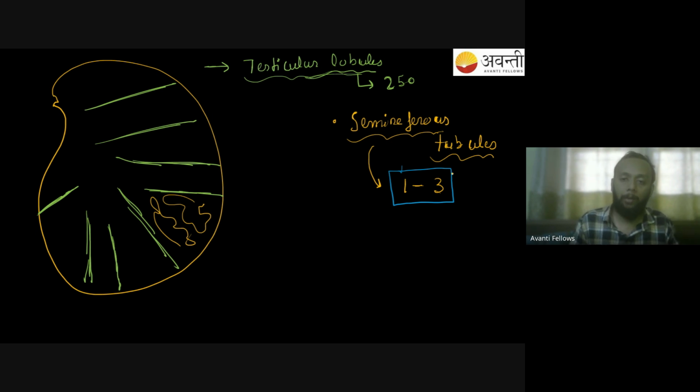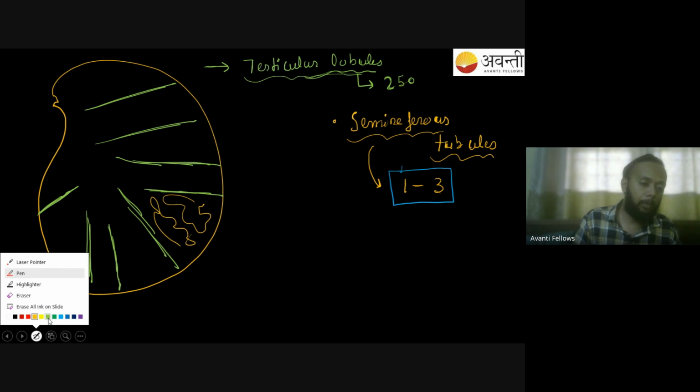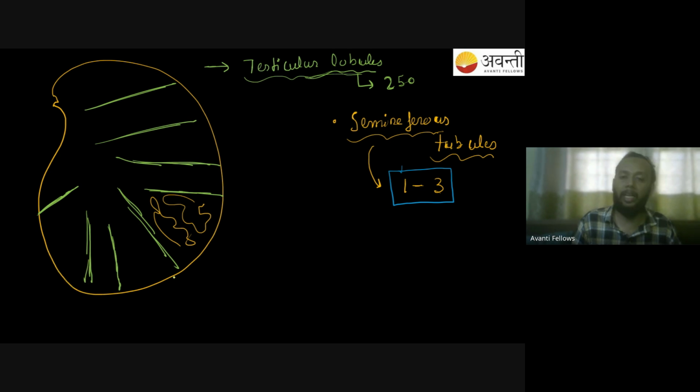So the seminiferous tubule that is in front of you here, when you observe inside them, what do you find inside them? What do you actually see inside them? So now let's try to see that. When you observe the seminiferous tubule in detail, what do you get to see inside them? What will you find inside them? So inside them, you will find two things.